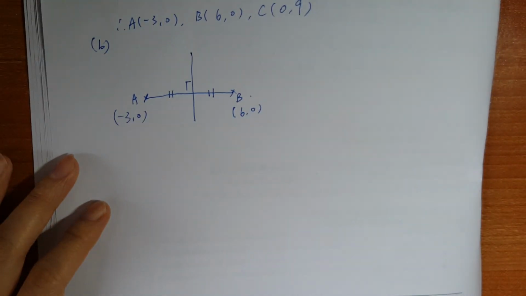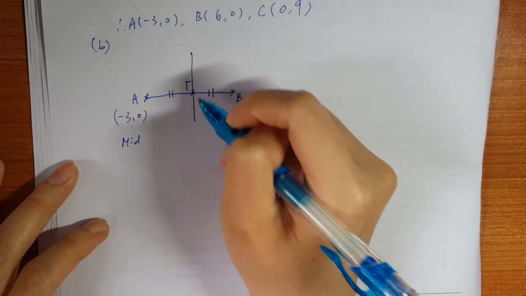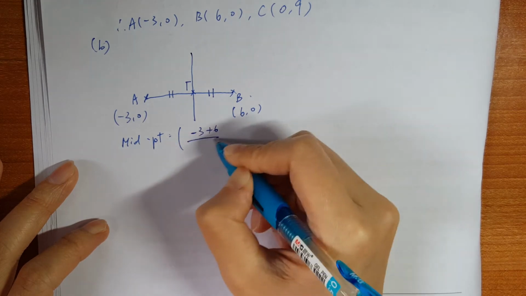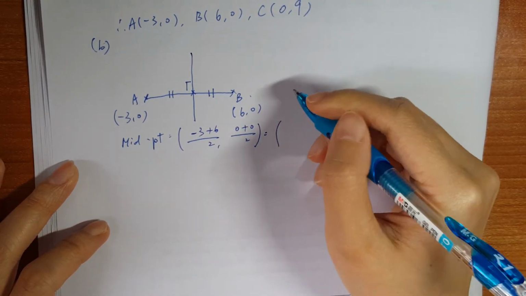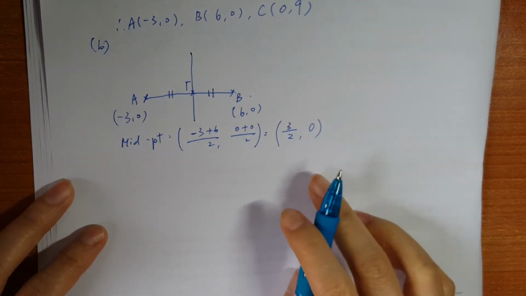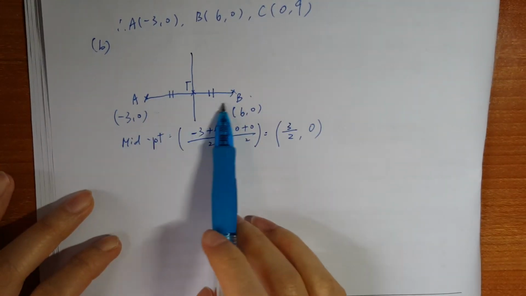And then if I want to find out the perpendicular bisector, first of all, I have to find out this point, the midpoint. So it will be -3 plus 6 divided by 2, 0 plus 0 divided by 2. So which will give you 3/2 and then 0. And then, okay, this one is the horizontal line.